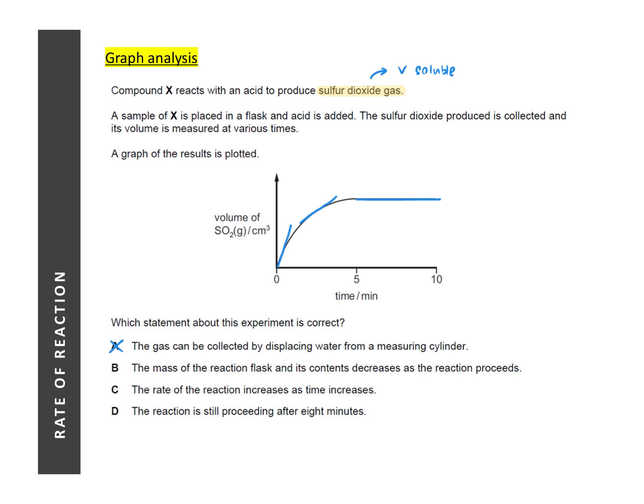For C, the rate of reaction increases as time increases. So this is obviously wrong, because the rate of the reaction as shown by the gradient is decreasing. And then the last one, the reaction is still proceeding after 8 minutes. So how do we know when the reaction stops? It is to see when the gradient reaches zero, and that appears to be around 5 minutes. So by 8 minutes, it is no longer proceeding. So D is also wrong.